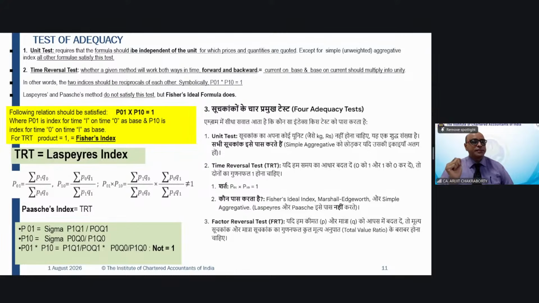Okay, so you can see up till now, the Fisher's ideal index and the Marshall-Edgeworth index, dono, they satisfy the time reversal test. But unfortunately, Laspeyres index and Paasche's index, they do not satisfy the time reversal test, that is TRT. Now we will move on and we will see that FRT, factor reversal test.